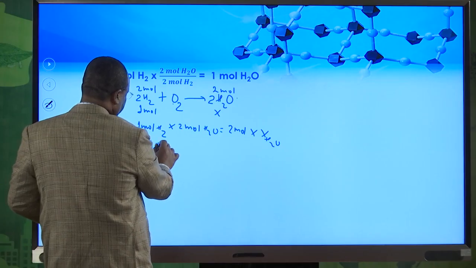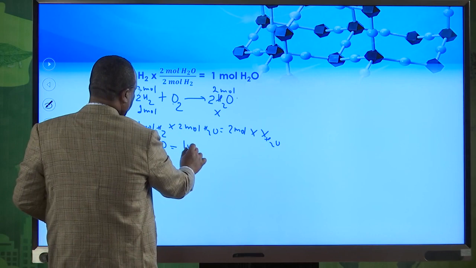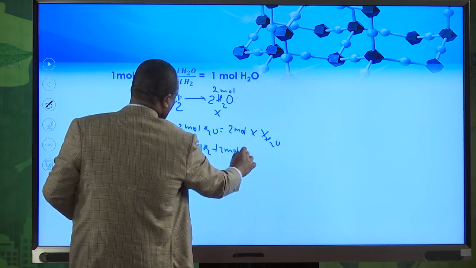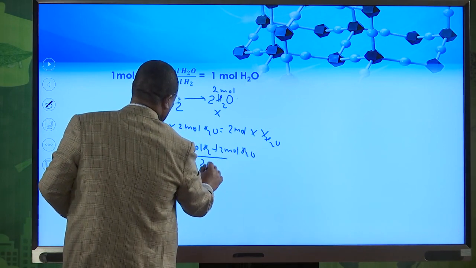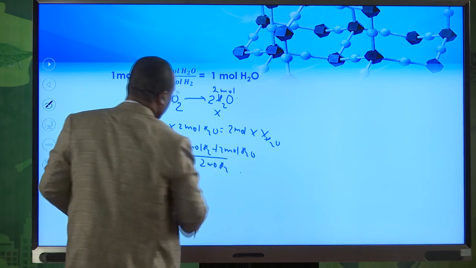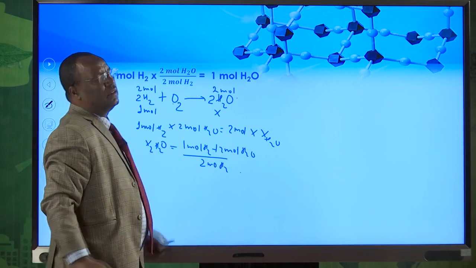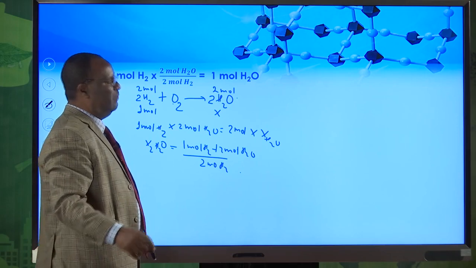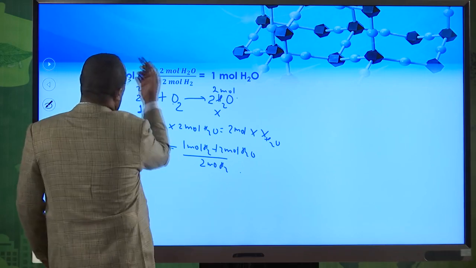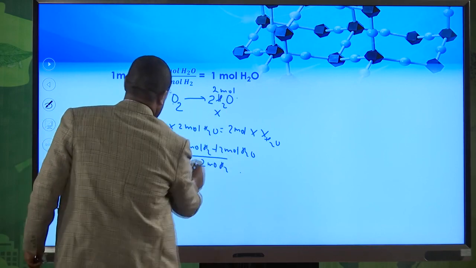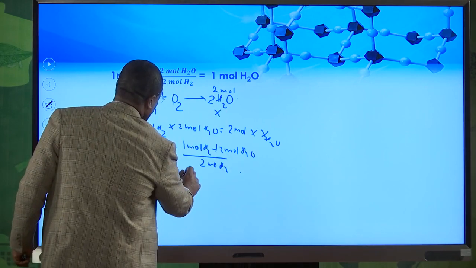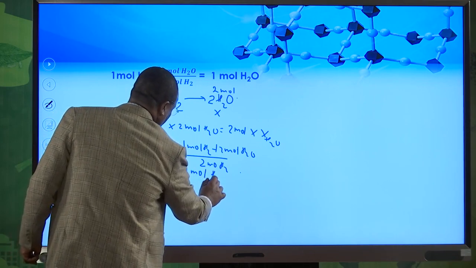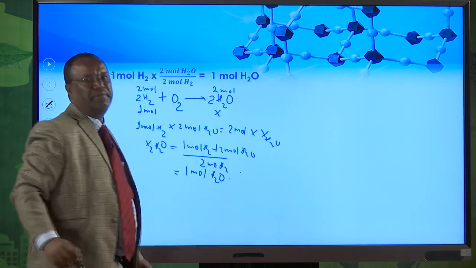What is the value of X in this case? 1 mole of hydrogen times 2 moles of water over 2 moles of hydrogen. Now we can calculate the number of moles of water molecules that can be produced if 1 mole of hydrogen is used. So X moles of water will be 1 mole of water, 1 mole of water.